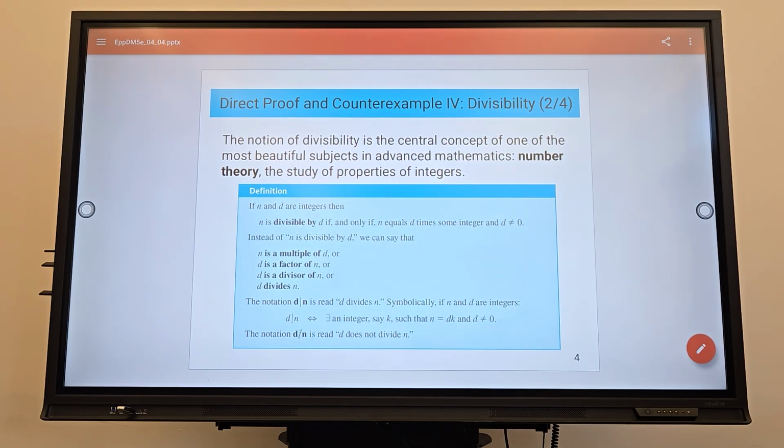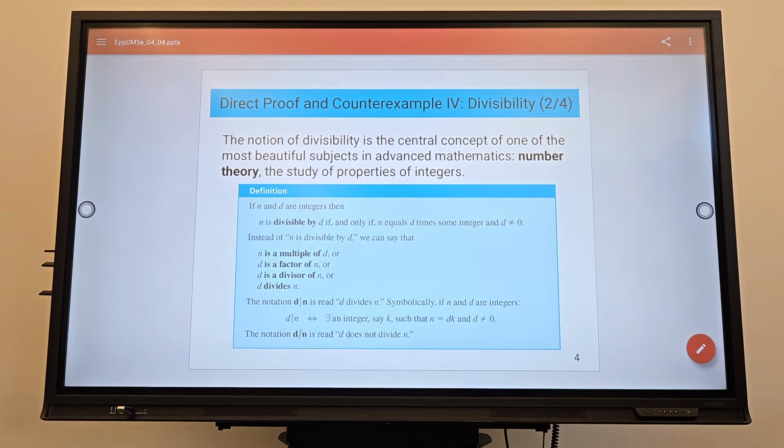Number theory is termed as being beautiful in this slide here. The notion of divisibility is central to the concept of number theory. If n and d are integers, then n is divisible by d if and only if n equals d times some integer and d does not equal 0.